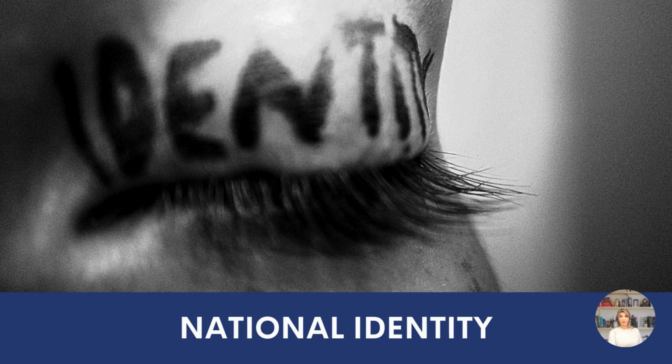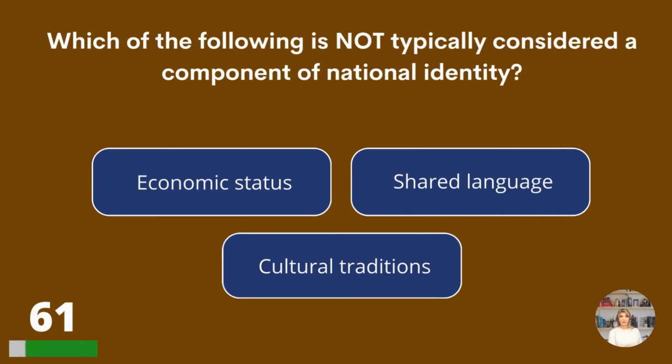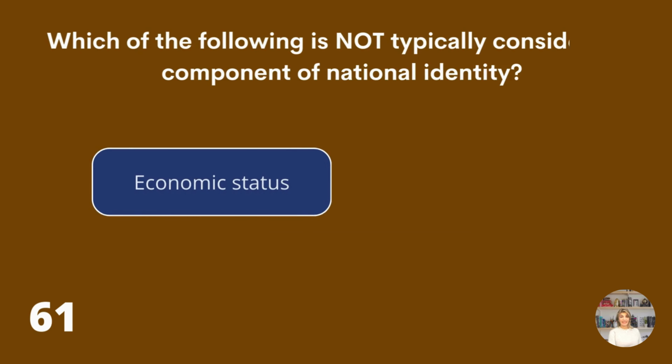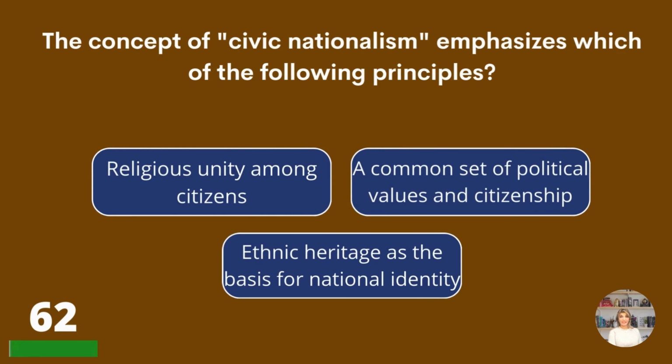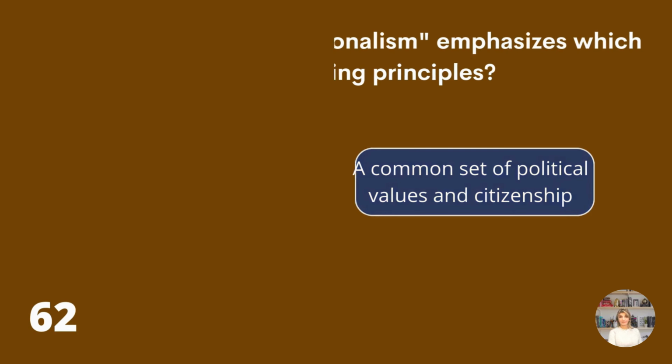National identity. For question 61. Which of the following is not typically considered a component of national identity? Economic status, shared language, or cultural traditions? Economic status. The concept of civic nationalism emphasizes which of the following principles? A common set of political values and citizenship.